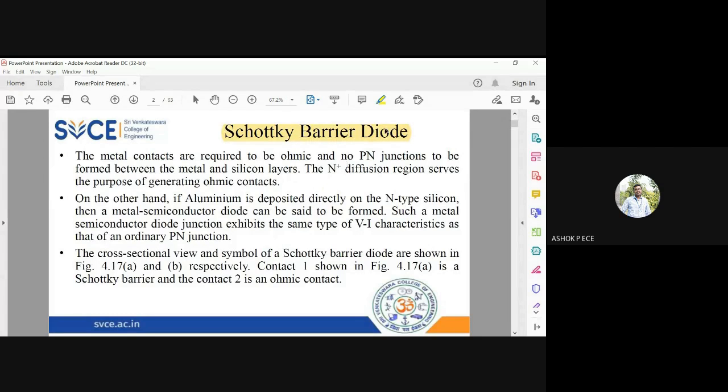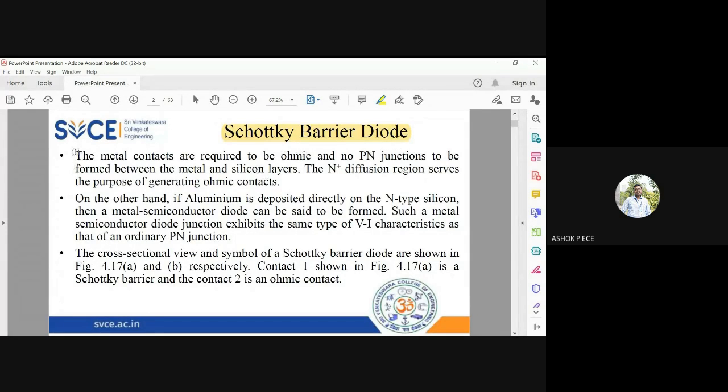Okay, so the Schottky barrier diode is based on the concept of a metal semiconductor junction. We have seen the metal semiconductor field effect transistor, MESFET, in the beginning of this unit. And in that, we have said that there are two types of metal semiconductor junctions possible. One is the conventional metal semiconductor junction, and the second one is the ohmic contact.